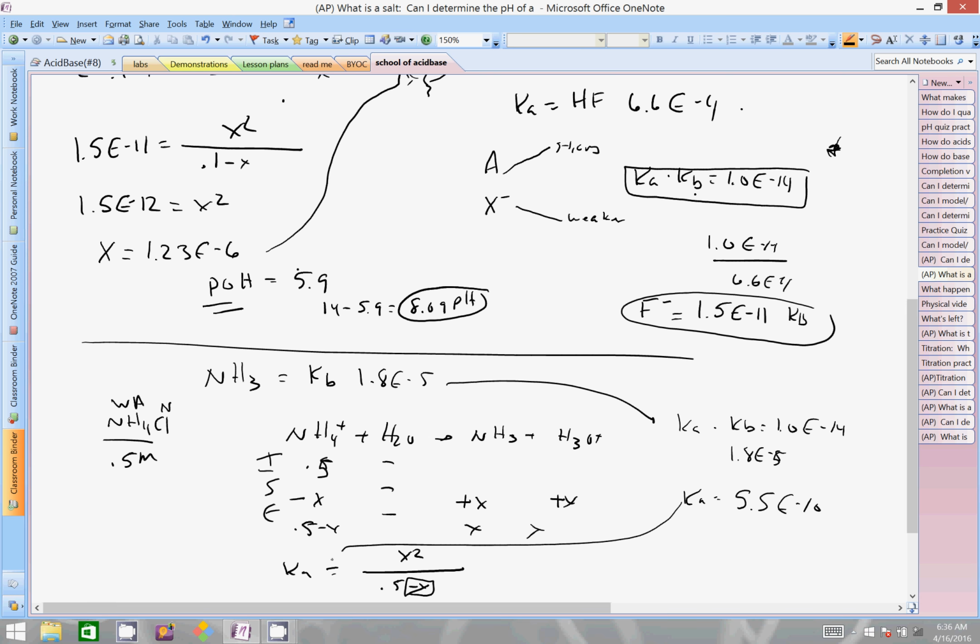Plugging that into here, I'll do the math quick because we have been doing this a bunch of times. I'm going to multiply times 0.5 and square root that particular answer, and I get the x value 1.6 e to the negative 5th moles per liter. That equals the concentration of H3O plus ions. The negative log of that gives me my pH, and we get 4.7. So that's another example of some of these weak acids and weak bases.